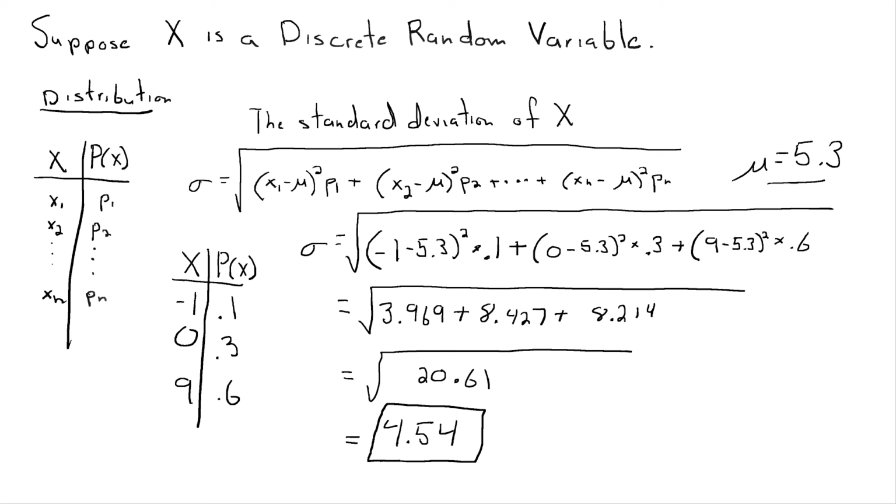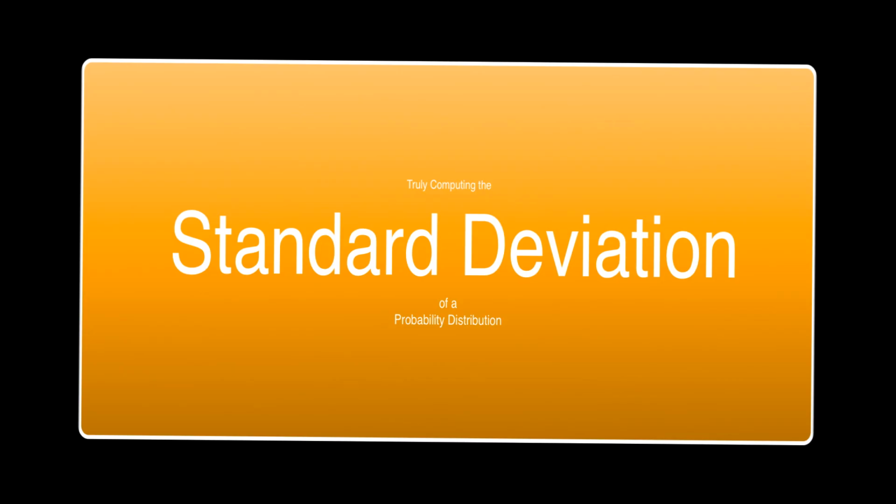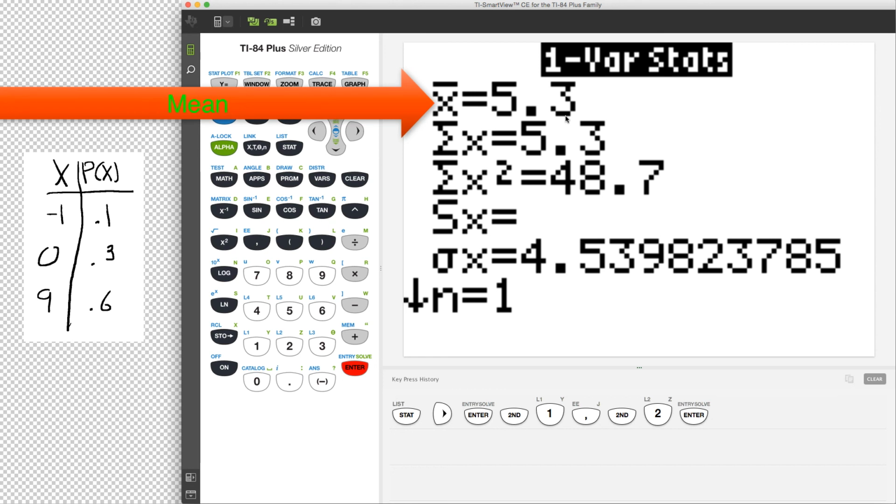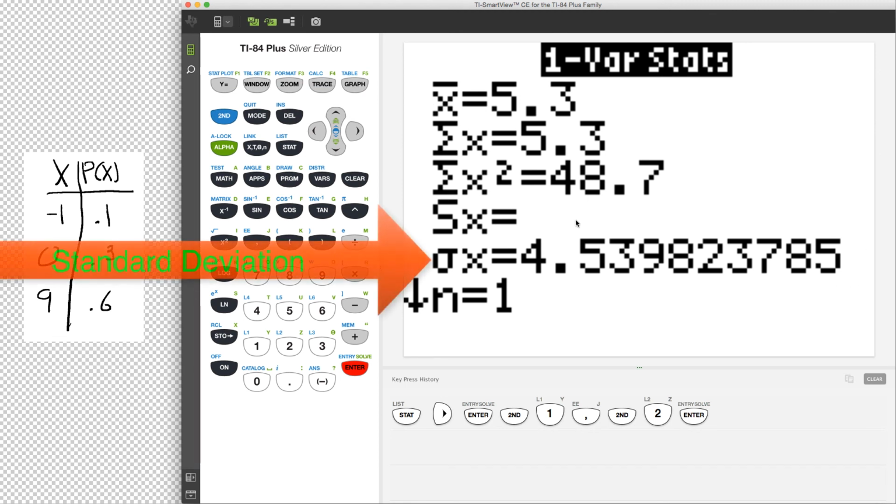Now, the nice thing about computing this in the calculator, which is what we're going to do next, is that we've actually already done all the work. While we were computing the mean, we were actually computing the standard deviation at the same time. So just follow the same steps, and then you just have to look down the screen a little bit, and you'll see the second to last line has that sigma x, and it has the standard deviation of 4.539, which rounded is the 4.54 we got.